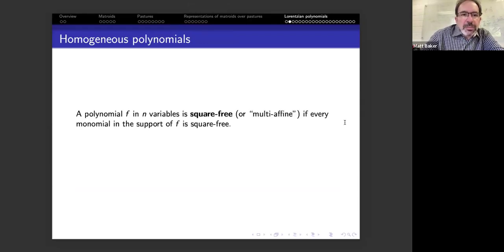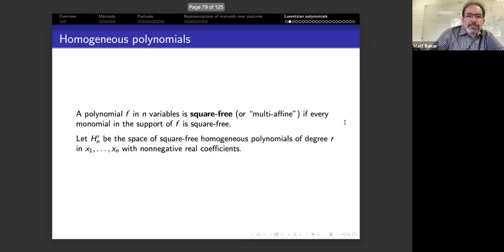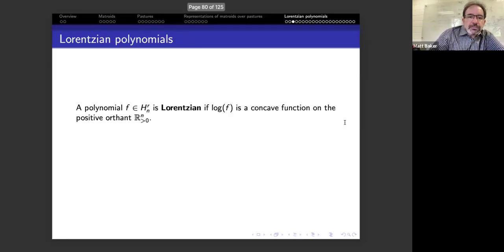And so what is a Lorentzian polynomial? As I mentioned earlier, I'm going to restrict to square-free support polynomials. The technical word is multi-affine. Just for simplicity, our paper is written in complete generality. So H_r^n for me will be the square-free homogeneous polynomials of degree r in n variables with non-negative real coefficients. So Lorentzian polynomials are such things with an extra property, namely that the logarithm of f is concave on the positive orthant.